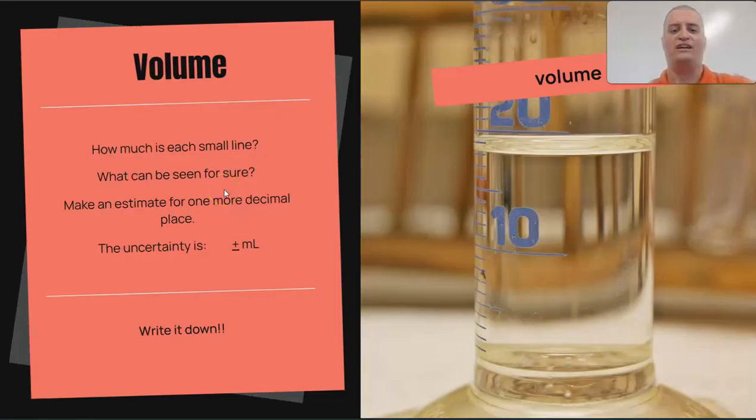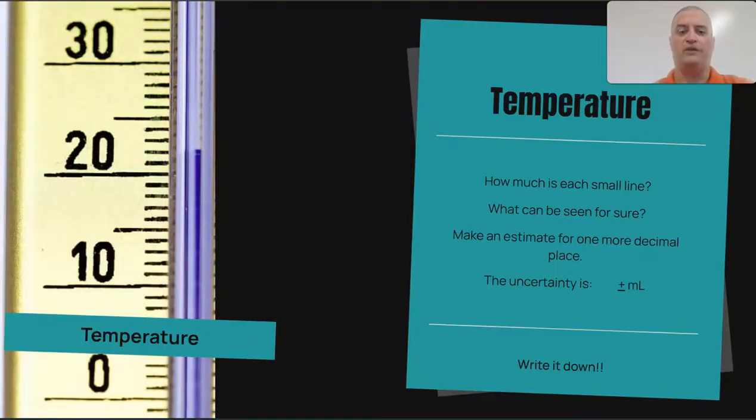Now let's look at temperature. So we've got a thermometer here, again analog. So how much is each small line? Each small line appears to be 1 degree Celsius, because 10 to 20 and 10 lines. What can be seen for sure? Well, it definitely looks like it's over 21, 22. So 22 for sure. Make an estimate for the one decimal place. It looks a little over. I'm going to say 0.3 Celsius. That's my interpretation. So 22.3 Celsius.